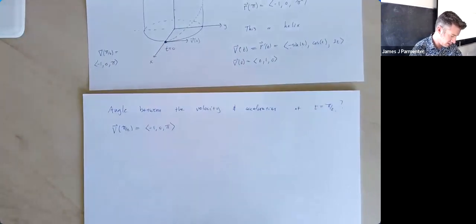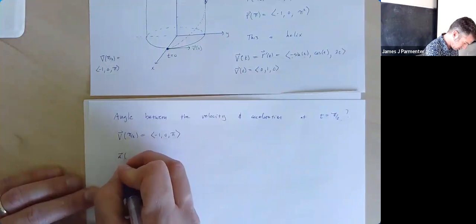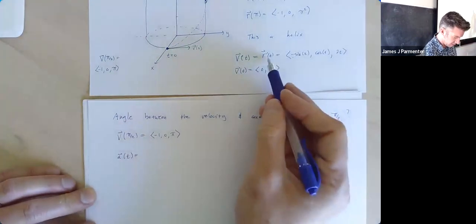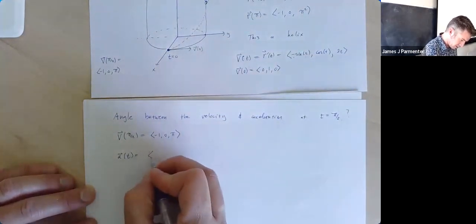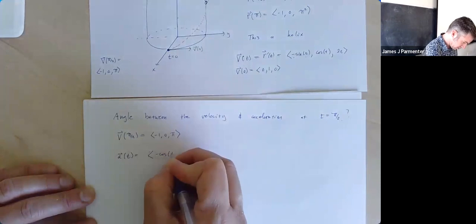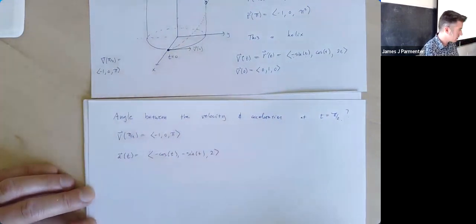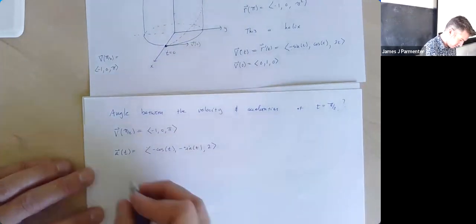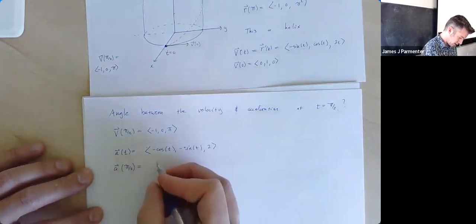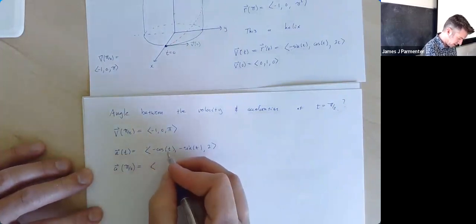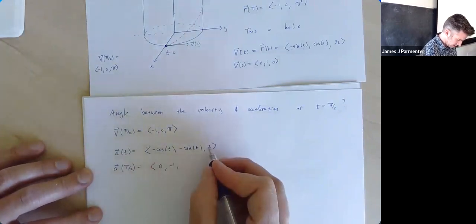And to find acceleration, we're going to take the derivative of velocity. So here's our velocity vector, negative sine t, cosine t, 2t. So the acceleration vector is going to be negative cosine of t, negative sine of t, positive 2. If we plug in pi over 2, the acceleration vector is going to be, negative cosine of pi over 2 is 0, negative sine of pi over 2 is -1, and 2 is just 2.